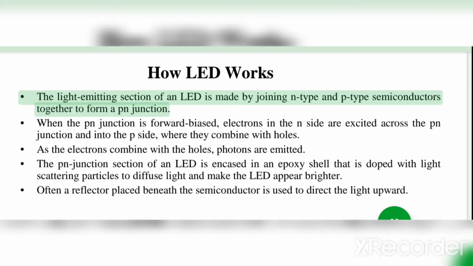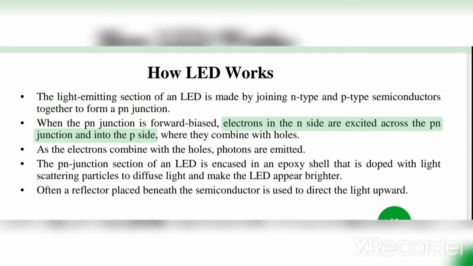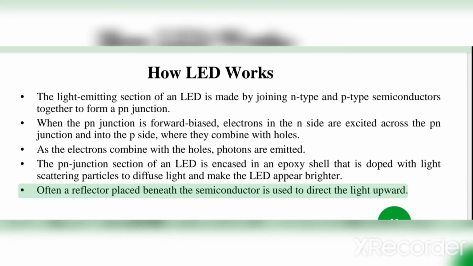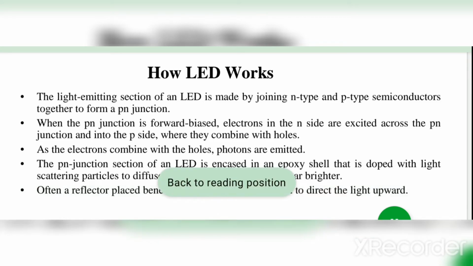How an LED works. The light emitting section of an LED is made by joining N-type and P-type semiconductors together to form a PN junction. When the PN junction is forward biased, electrons in the N side are excited across the PN junction and into the P side, where they combine with holes. As the electrons combine with the holes, photons are emitted. The PN junction section of an LED is encased in an epoxy shell that is doped with light scattering particles to diffuse light and make the LED appear brighter. Often a reflector placed beneath the semiconductor is used to direct the light upward.